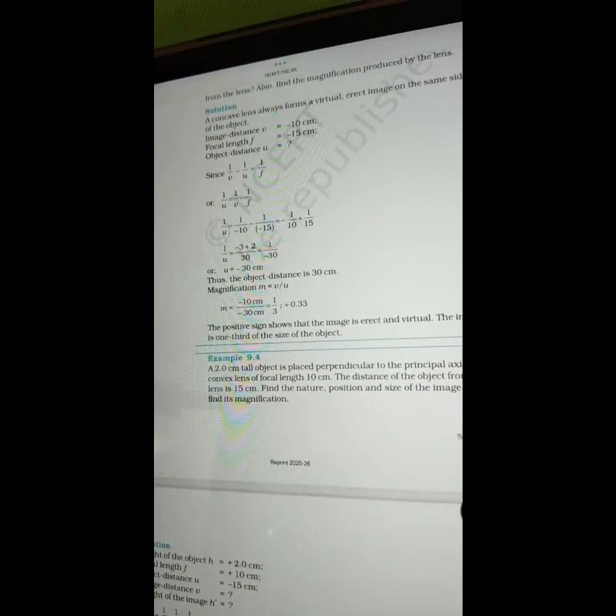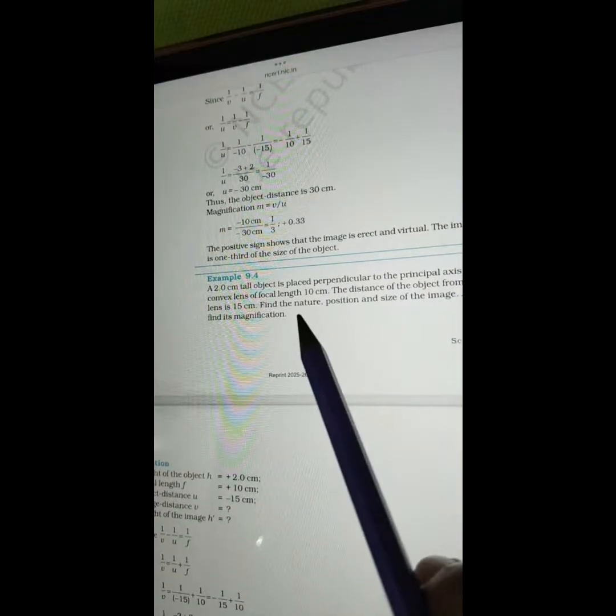Next, example 9.4. A 2 centimeter tall object is placed perpendicular to the principal axis of a convex lens of focal length 10 centimeter. The distance of the object from the lens is 15 centimeter.